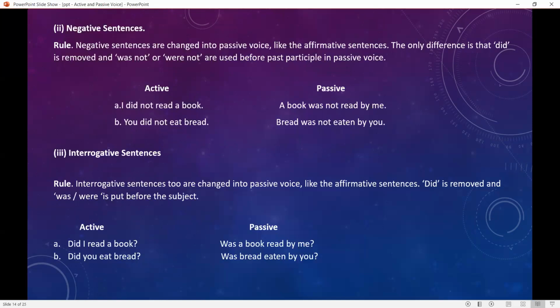Got it? In the interrogative sentences, the rule is that interrogative sentences too are changed into passive voice. Like the affirmative sentences, did is removed and was or were is put before the subject. That's the slight change you make in interrogative sentences. And for active, it is: did I read a book? And the passive: was a book read by me? Did you eat bread? Under the passive one: was bread eaten by you? Let's move on to the next slide.